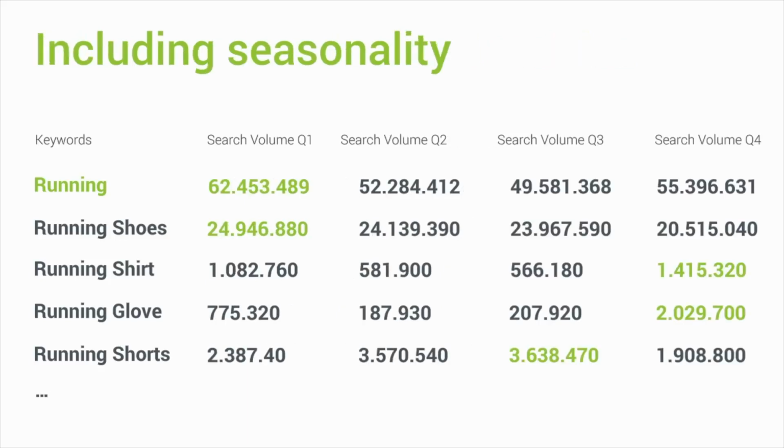We also included seasonality data here, where we look at how high the search volume is in specific parts of the year, so that we can see a spike in search volume and see that interest for a specific product or a specific keyword is higher in a specific month than compared to another.